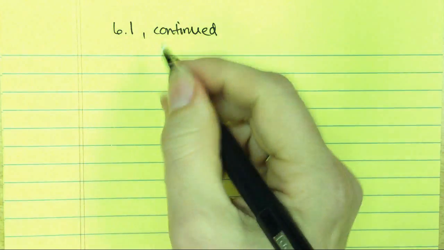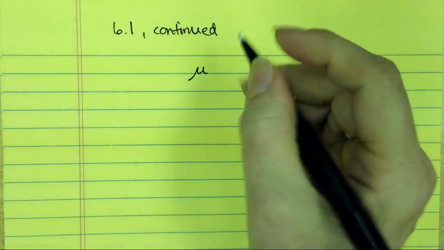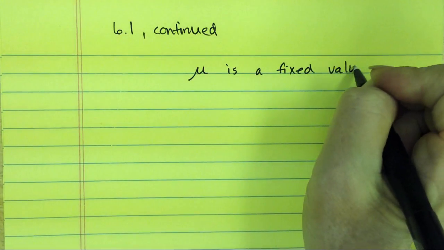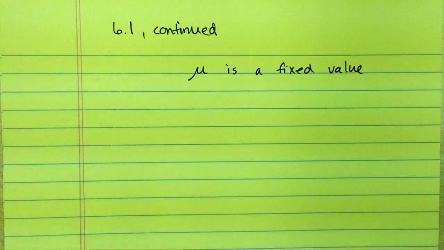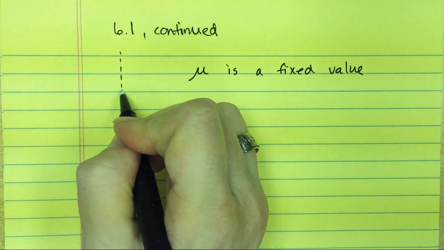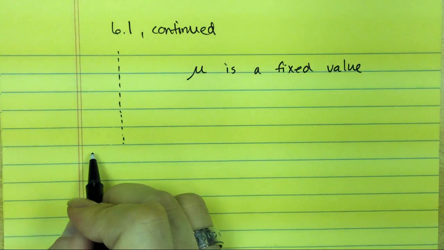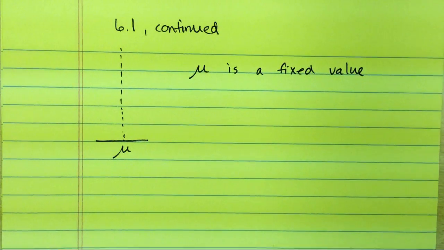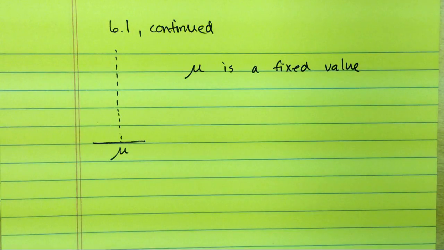Okay, we're going to finish up 6.1 here. Here's the thing about these confidence intervals. The population mean is a fixed value. So even if we don't know what it is, which lots of times we don't, it exists in the world and it's fixed at some value mu. And then what we're doing is we're figuring out a confidence interval around a point estimate of sample mean.